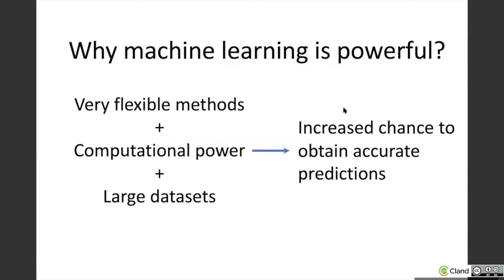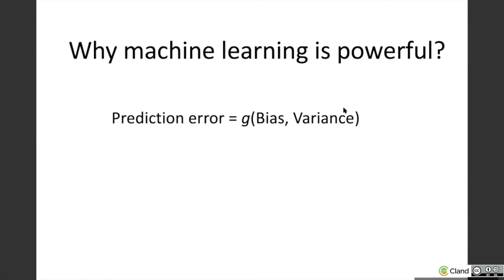So why is machine learning powerful? It's very flexible. It has a very high computational power. And when you have a large dataset available, you have a high chance to obtain accurate predictions with this approach, at least a higher chance than with other techniques. Another reason why machine learning is powerful is that it is able to find a good balance between bias and variance.